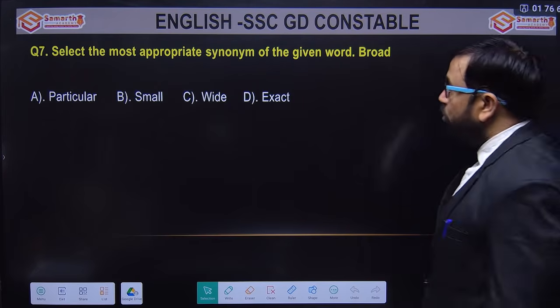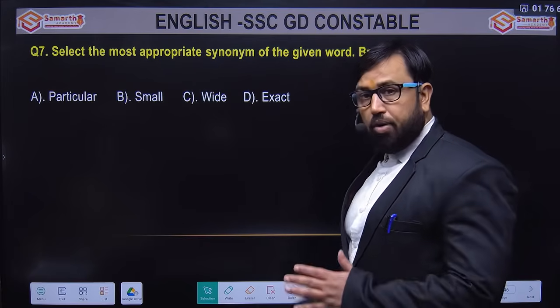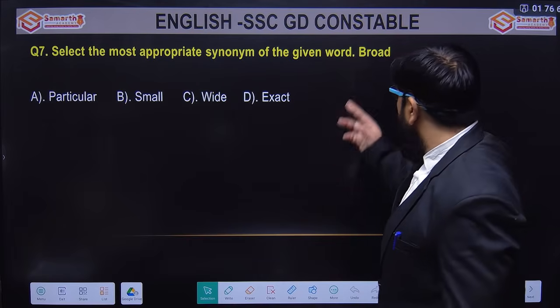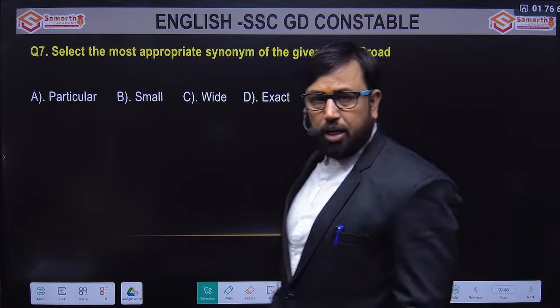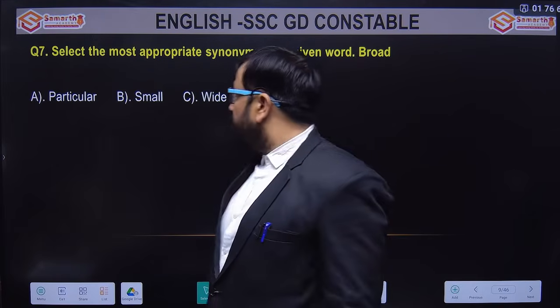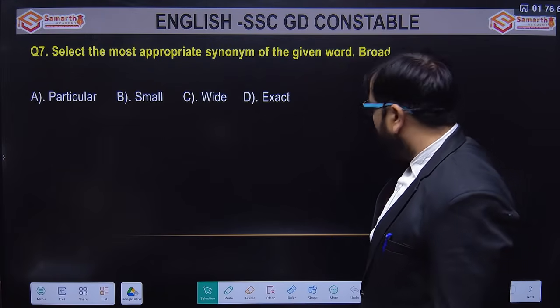Now we have to look for the most appropriate synonyms of the given word. The word having similar meaning. Given word ki hai broad. Broad is a very commonly used word again. He has broad knowledge, right? Like that. Options are particular, small, wide, exact.